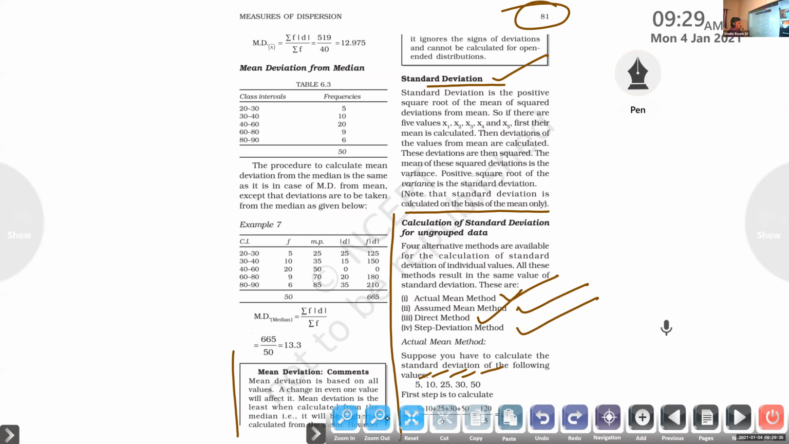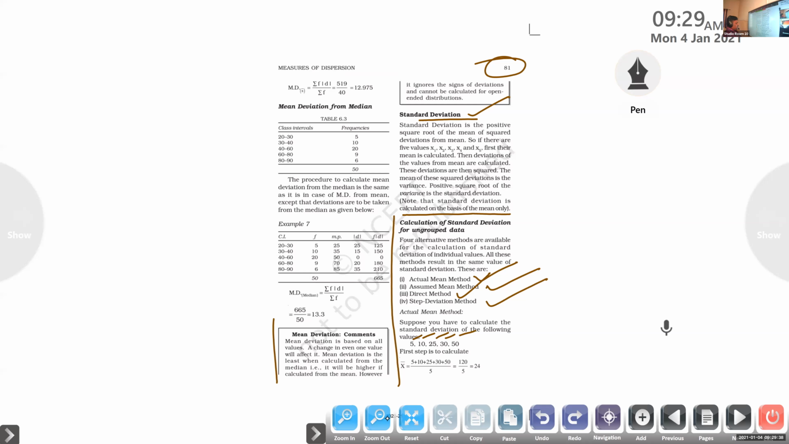Okay, so we know how to find the mean. That is x bar is equal to the sum of all the values divided by the number. Here the sum is 5 plus 10 plus 25 plus 30 plus 50, that is 120, divided by 5, we got 24. So the mean of these values is 24. It is the actual mean method.